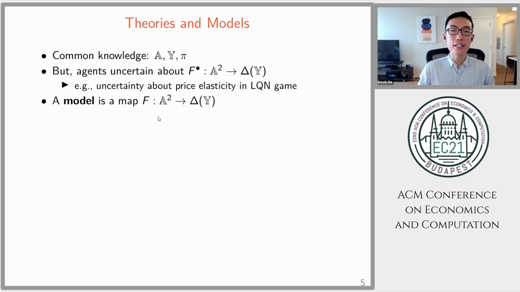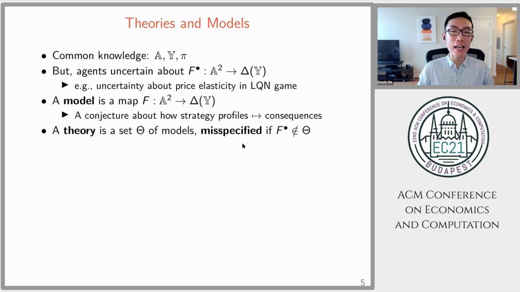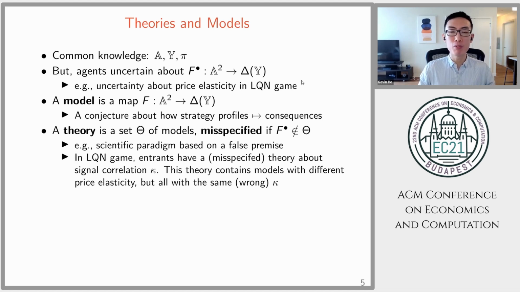A model is a map, a conjecture about how strategy profiles translate into these consequences. And a theory is a set of models. A theory is said to be misspecified if this true mapping from behavior into consequences does not belong to the theory. So you can think of a misspecified theory as a scientific paradigm based on some false premise. And so in the example from before, our entrants hold a misspecified theory about signal correlation. They don't just have a single model of the game, they have many different models contained in that theory. The different models are indexed by different values of price elasticity. But all of the models contain the wrong parameter for kappa, the correlation in signal.